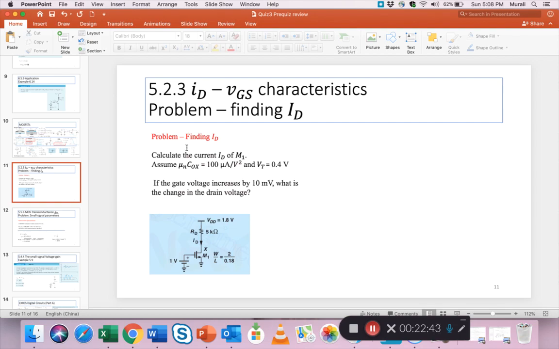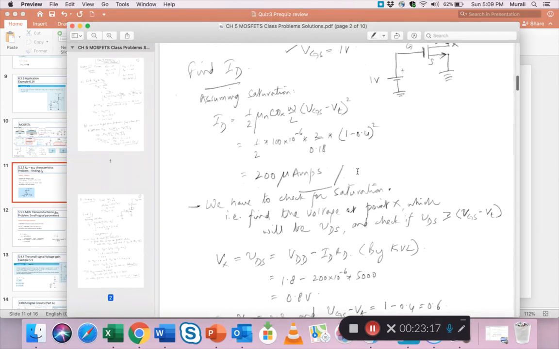It's a simple one. We are given a MOSFET circuit, an NMOS, and we are asked to find the current ID of M1. What else is given? The product mu n COX is given, and V threshold is given to be 0.4. Also, if the gate voltage increases by 10 millivolts, what is the change in the drain voltage? So it kind of tells us what the amplification is here. Alright, so let me open up my MOSFET problem.